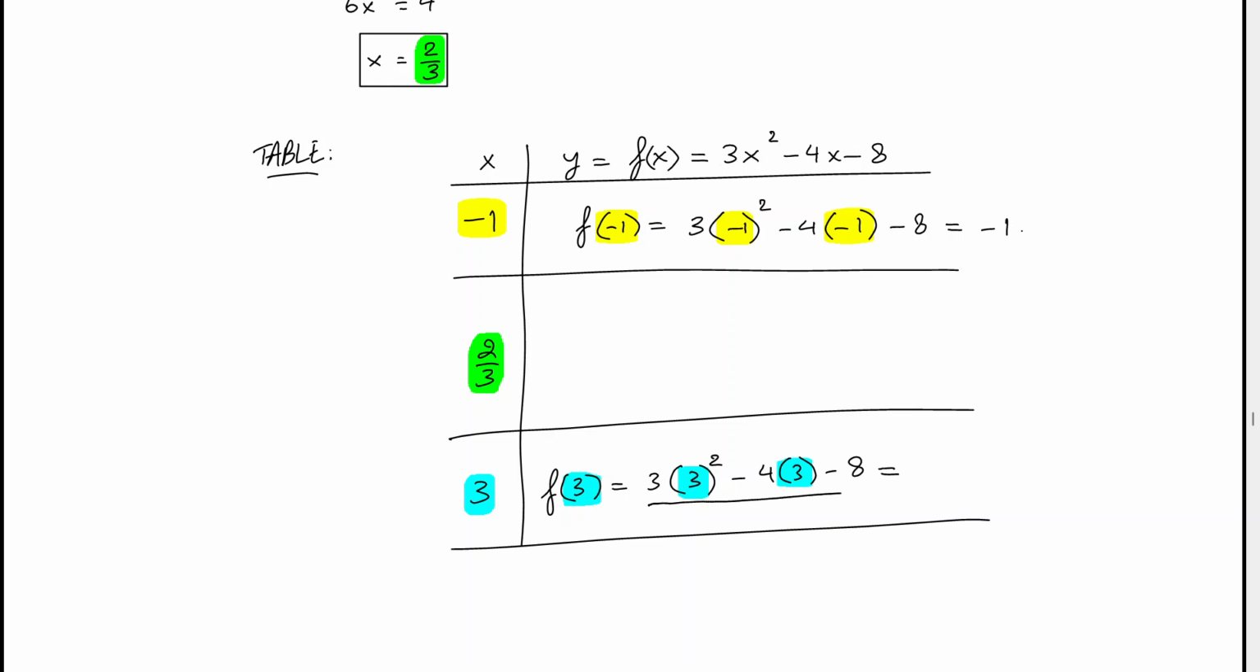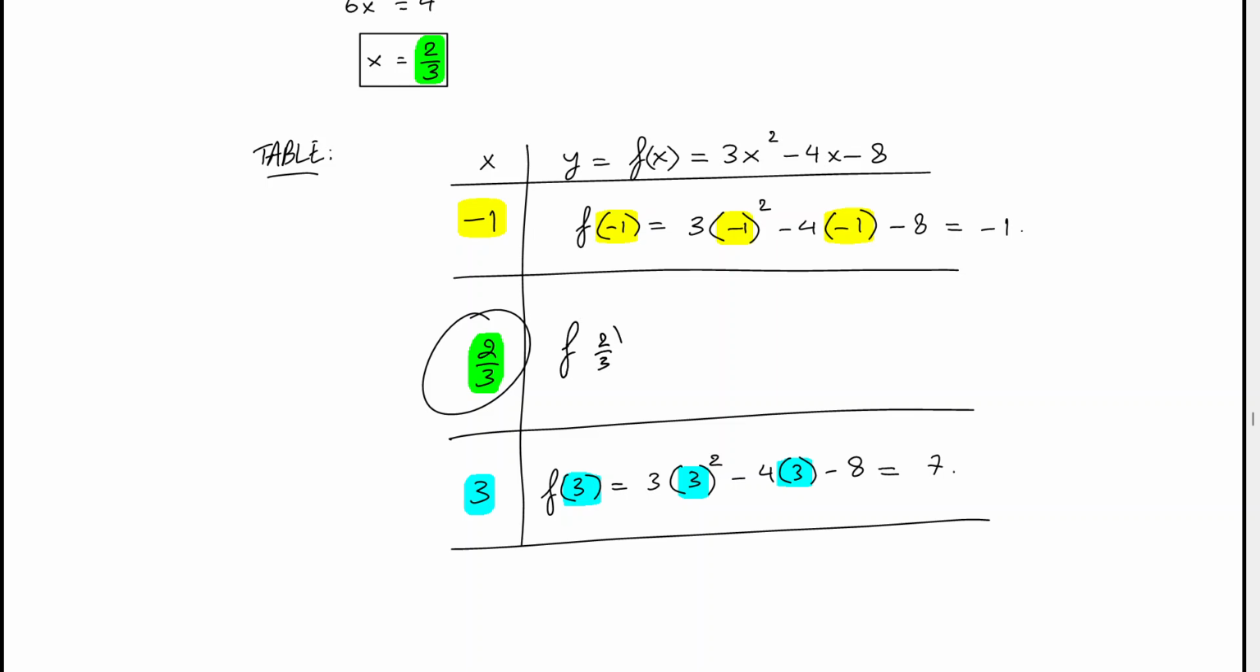And by the way, 3 times 3 squared, that's going to be basically 27. 4 times 3 is 12, minus 8. The answer there should be 7. Obviously, you can do this by hand or with a calculator. And I'll show you how to do it with a calculator for the middle guy. So the middle guy is 2/3.